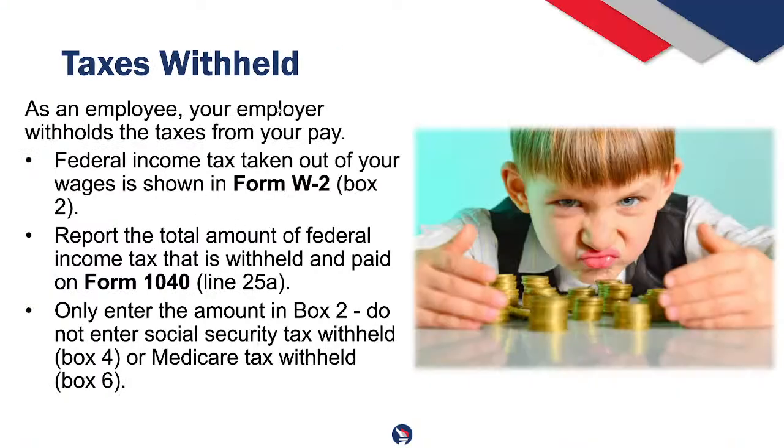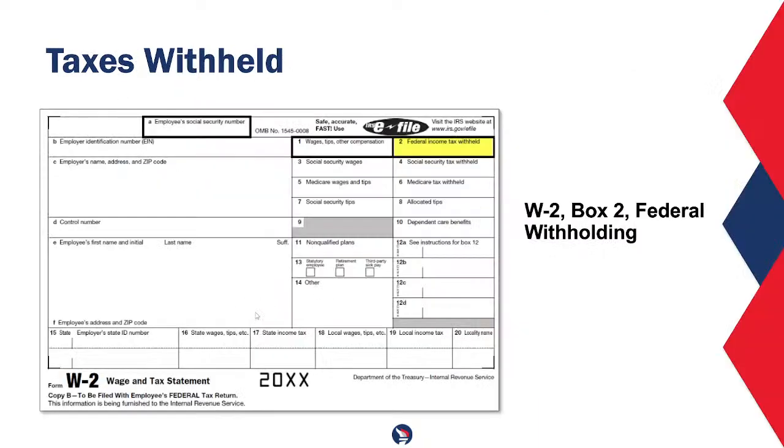As an employee, your employer withholds the taxes from your pay. Federal income tax is taken out of your wages, shown on box 2 of your W-2. Report the total amount of federal income taxes withheld and paid on line 1040 and line 25A currently. Only enter the amount of box 2. You don't get to take off what you paid in taxes for Medicare or Social Security in boxes 4 or 6. Sorry, you get that benefit later, hopefully when you retire.